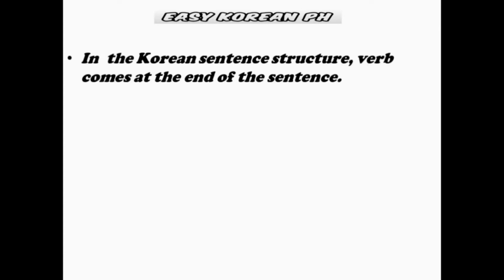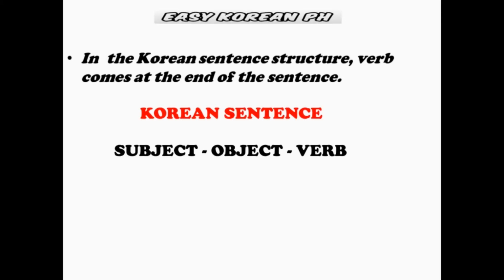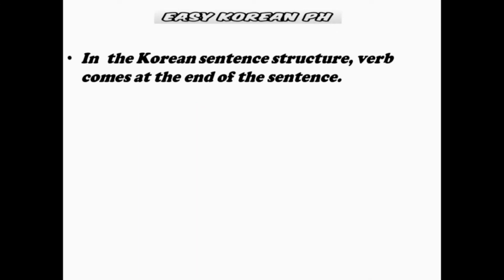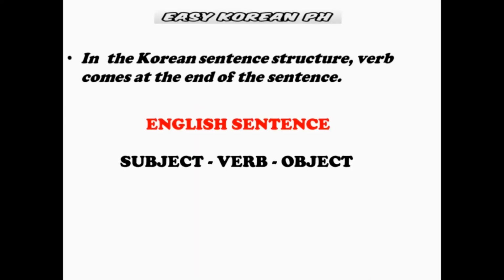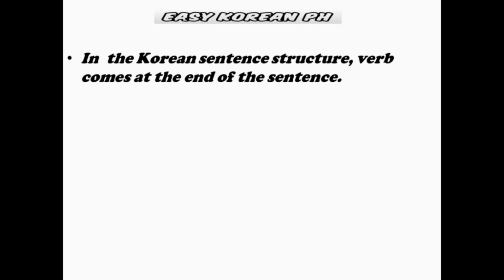Okay, first, in the Korean sentence structure, verb comes at the end of the sentence. So basically, in the Korean sentence structure, they're following the SOV pattern, or the subject, object, verb. The difference between the English structure, we are using the SVO pattern, or the subject, verb, object. Okay. So sa Korean sentence structure, verb is always located at the last part of the sentence.